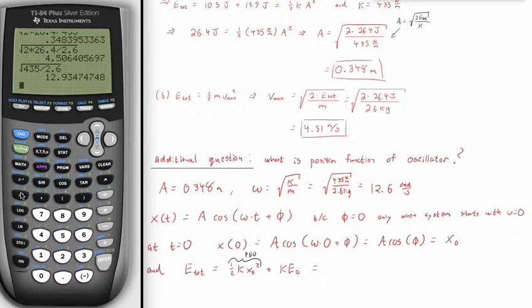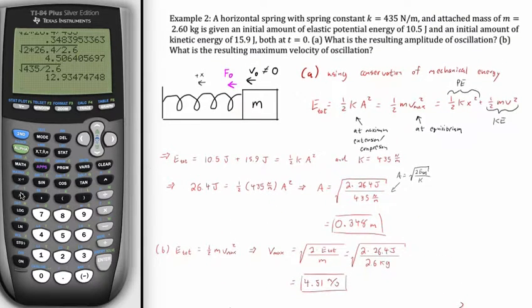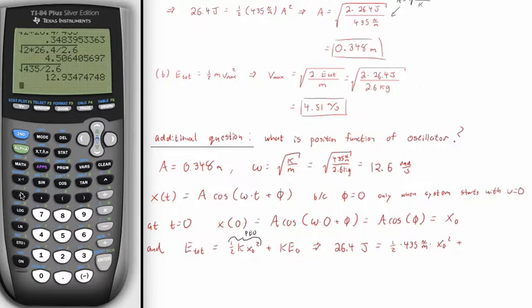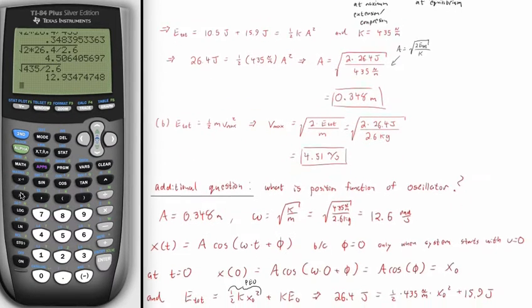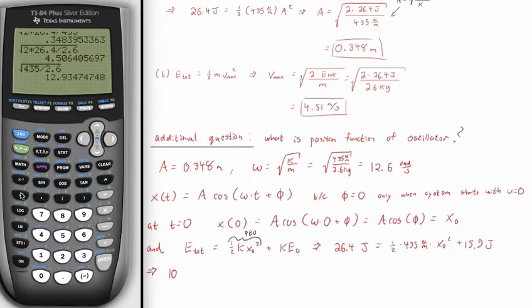So then we plug in what we got. We know that we have 26.4 joules over here. We've got 1/2 times 435 newtons per meter times x naught squared, plus our initial kinetic energy, which is 15.9 joules. Okay. So then we're going to have 26.4 minus 15.9, which obviously is just the initial potential energy. We could have even saved a step there because it's obviously going to have to be 10.5.